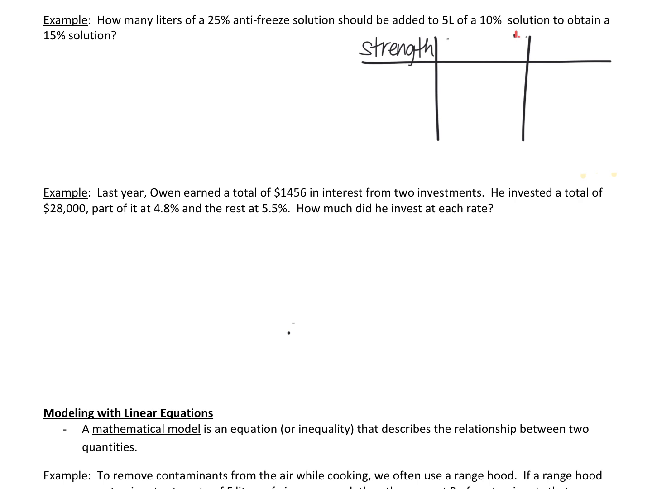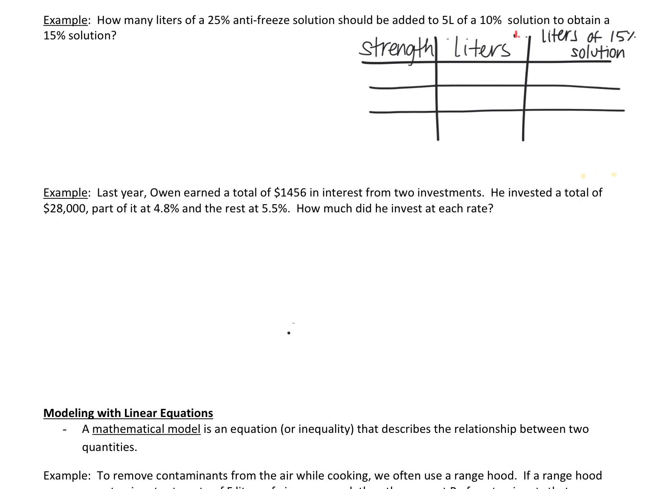You got your liters of how many you need. And then at the end, we're trying to figure out, okay, what liters would I have at the 15% solution? So liters of 15% solution. We've got 2 different kinds of strengths, and then you've got the 15 one. So I'm going to draw a red line here, kind of like our totaling section. And then we've got our 25% and our 10%.